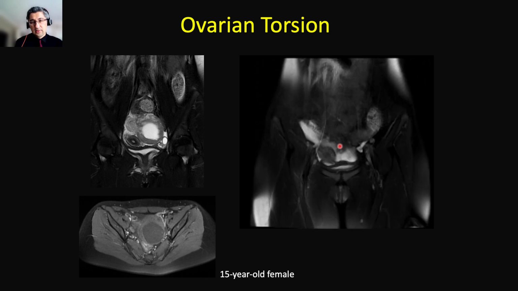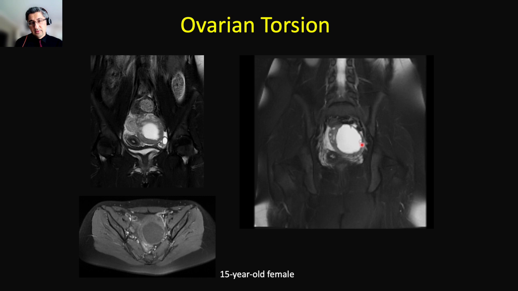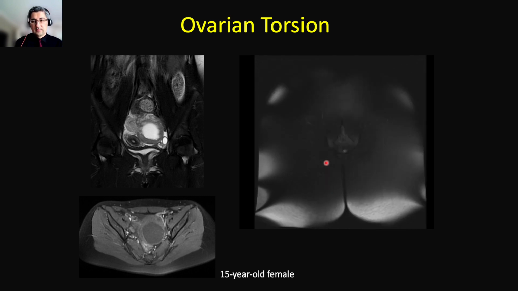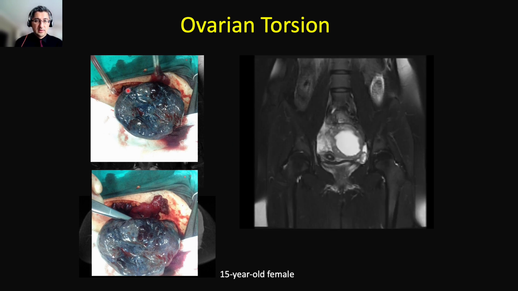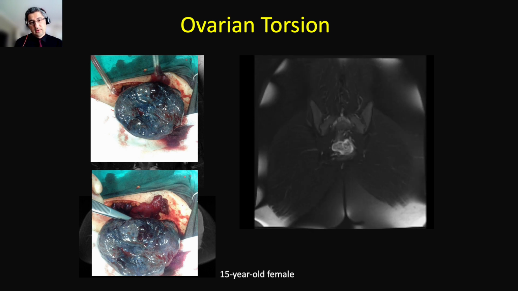And on the coronal images, you can see the findings better, peripherally distributed ovarian cysts and some free fluid. And this is the ovary with hemorrhagic necrosis.